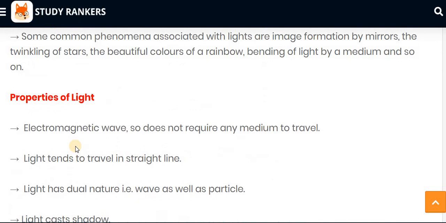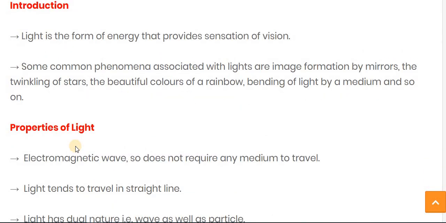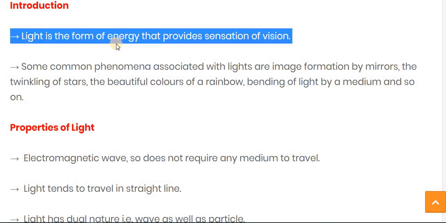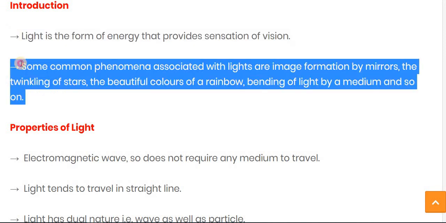Let's revise one more time the properties and the definition of light. Light is a form of energy that provides a sensation of vision. What is the meaning of light? It is just a form of energy which provides a sensation of vision. Second, some common phenomena associated with light are image formation by a mirror, the twinkling of stars, the beautiful colors of the rainbow, bending of light by a medium, and so on.